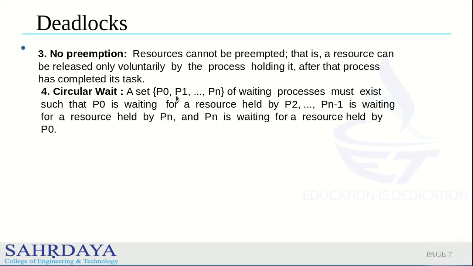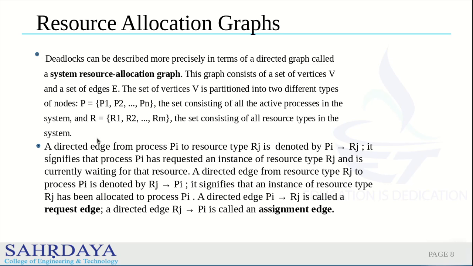Circular wait. A set P0, P1, up to Pn of waiting processes must exist such that P0 is waiting for a resource held by P1, P1 is waiting for a resource held by P2, up to Pn minus 1 is waiting for a resource held by Pn, and Pn is waiting for a resource held by P0.